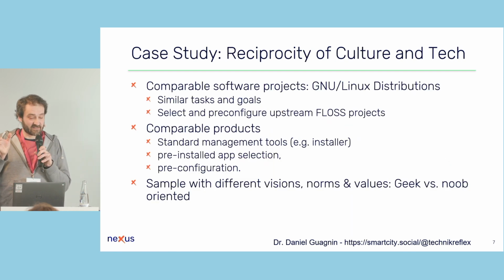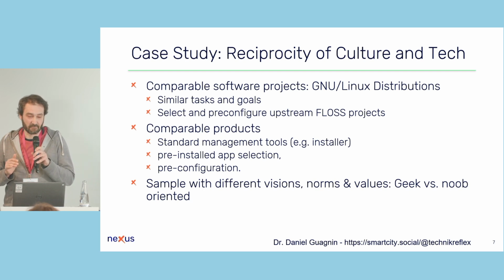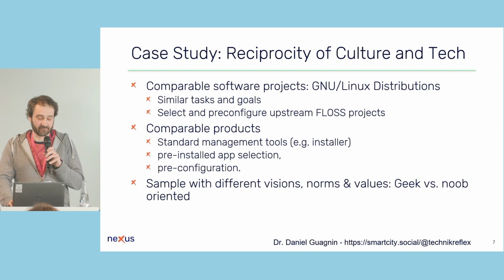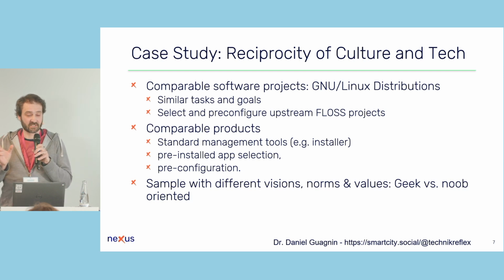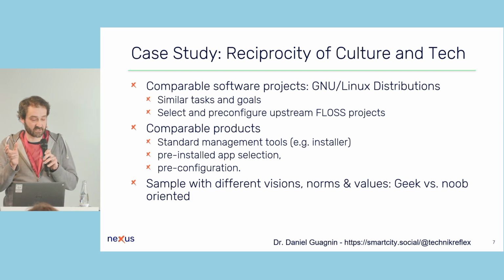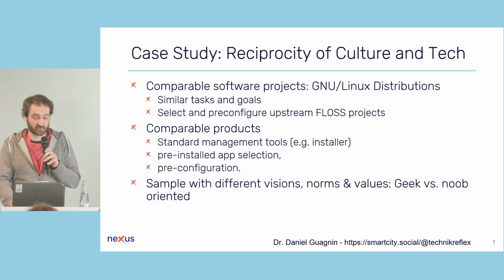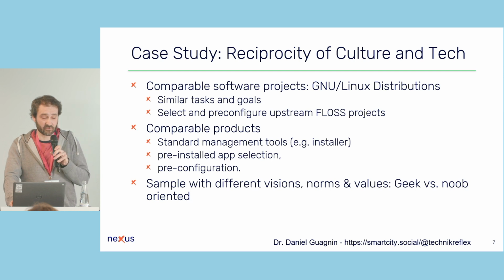So this is the reciprocity of culture and technology in very short, and now I want to go into my research on Linux communities. Why did I choose Linux distribution communities? Because they are quite comparable. These are projects with similar tasks and goals and scope, which is to select and pre-configure upstream FLOSS projects mainly. Then these are comparable products. So you have standard management tools like an installing routine, for instance. You have pre-installed apps selected, and you have a pre-configuration.